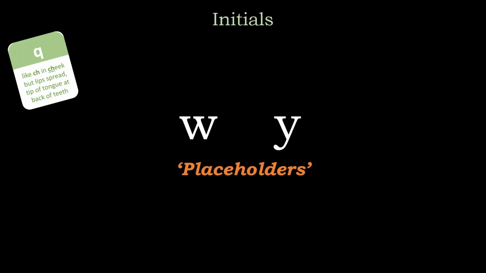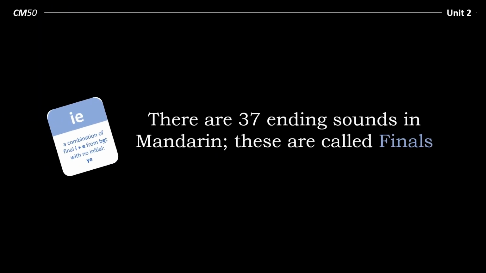So those are the 21 initials. Now you may have noticed that there were 3 consonants that were absent from that list. V, W, Y. Well, actually, we can get rid of V and now take a look at W and Y. These aren't actually real initials. They are known as placeholder initials. We'll talk a little bit more about that later on. But for now, let's take a look at finals.